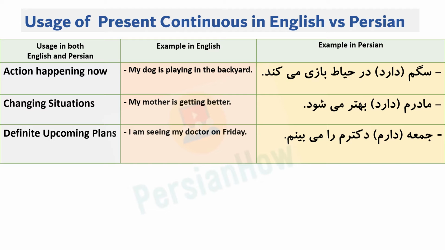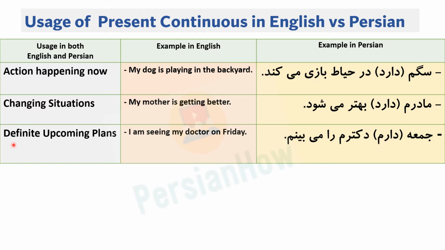Now let's go over the usage of present continuous in English versus Persian. Both languages have pretty much the same usage. For example, in both English and Farsi, it is used for actions happening now. For example, my dog is playing in the backyard. سگم دارد در حیاط بازی می کند. Or it is used for changing situations. For example, my mother is getting better. مادرم دارد بهتر می شود.